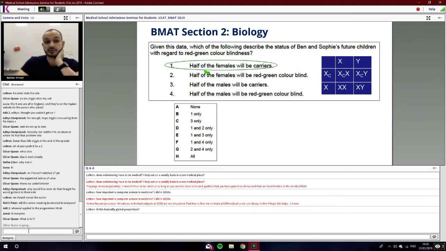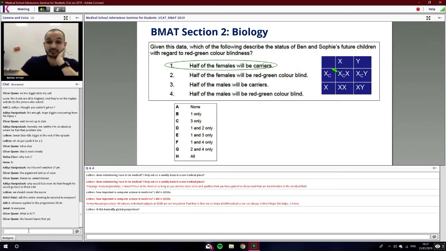The second one, half of the females will be red-green colorblind. Well, neither of the females will be red-green colorblind. One's perfectly normal. The other one has the allele, so she's a carrier. So 2 is not correct. 3, it says half of the males will be carriers. We already discussed that males cannot be carriers of an X-linked condition. So that's also incorrect.